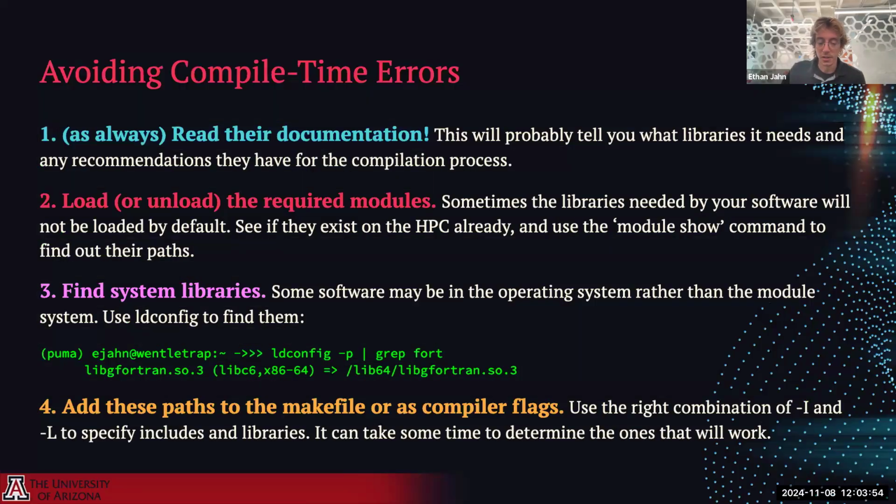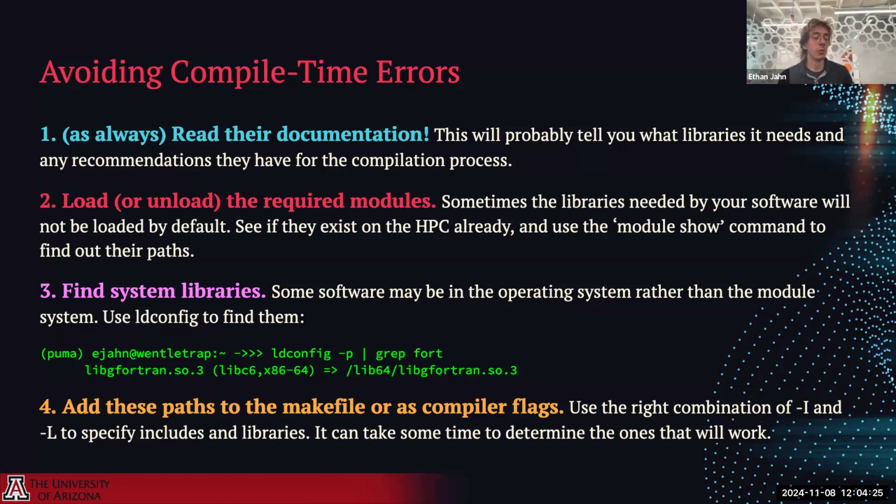I forgot to do the animation for this slide, but we'll just read through them. As always, first step, read the documentation. Especially for packages that need to be compiled, usually they'll have some level of instruction in their GitHub or on their website, wherever it might be, that tells you about the necessary libraries that it needs. So you can go read that and find them on the HPC. So that means for step 2, loading or unloading the required modules.